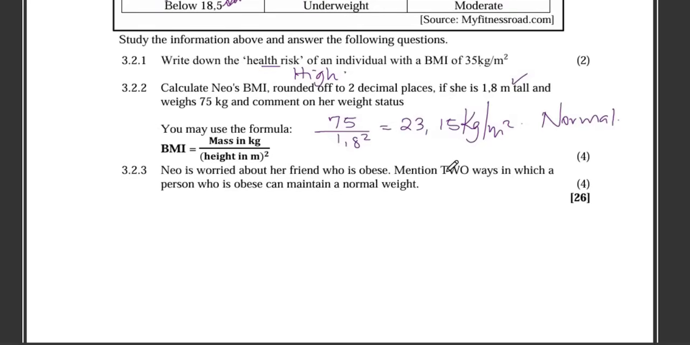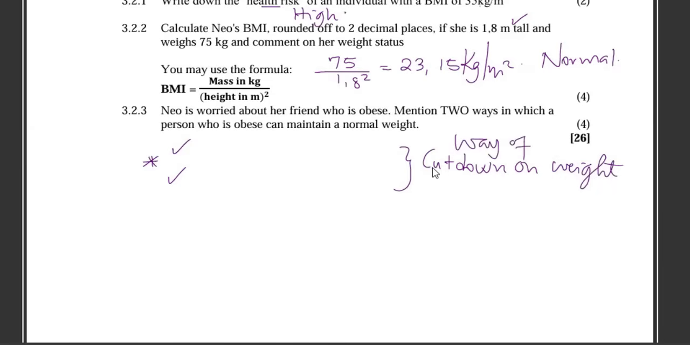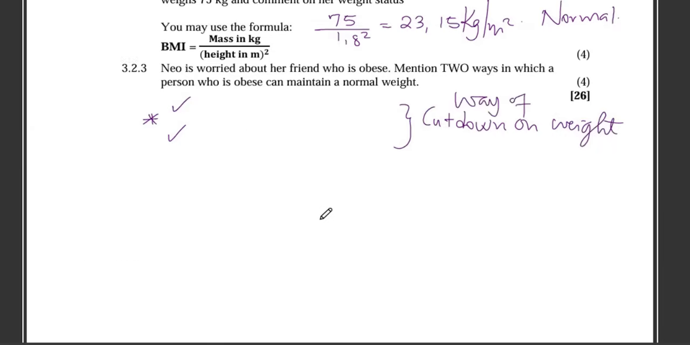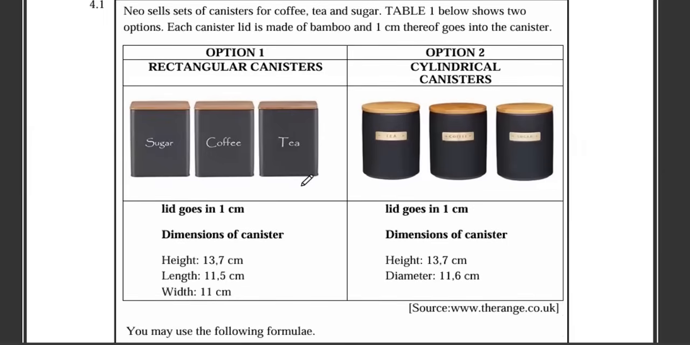Okay. We continue and we see Neo is worried about her friend who is obese. Please mention ways of how to become healthy, ways on how to cut down on the weight. There are many, as long as you explain nicely. Okay, that marks the end of question number 3. Let's look at question number 4.